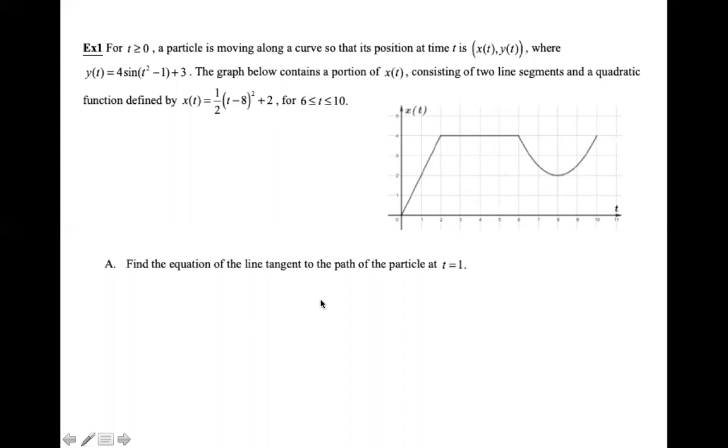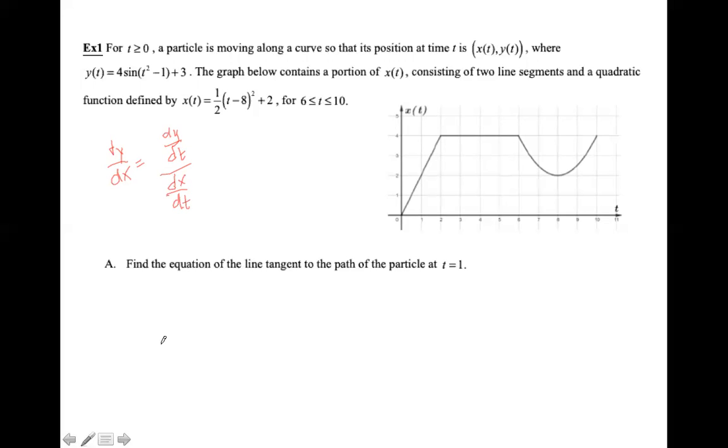The first part says find the equation of the line tangent to the path of the particle at t equals 1. To write the equation of the tangent line, we're going to need a point and a slope. If you look at your notes, to find the slope, our slope dy/dx is found by doing dy/dt over dx/dt, where hopefully dx/dt is not equal to 0, which we can see in this case it is not.